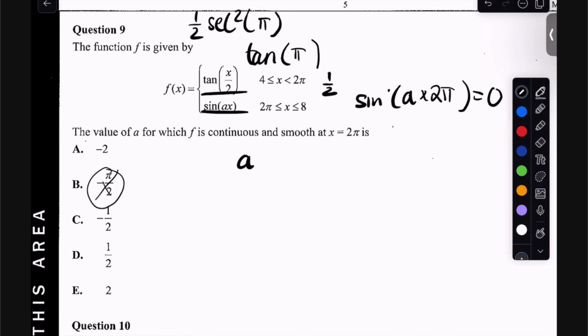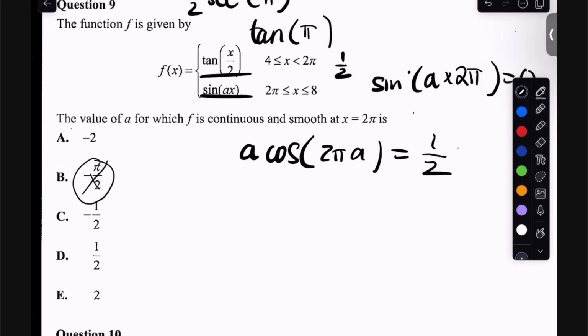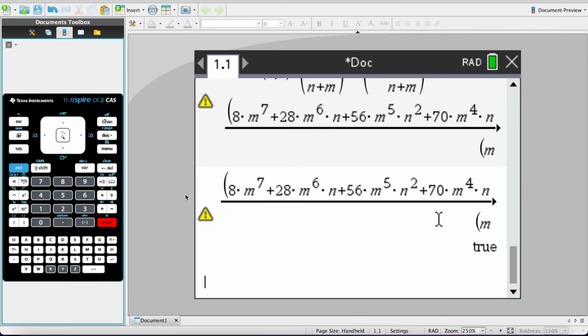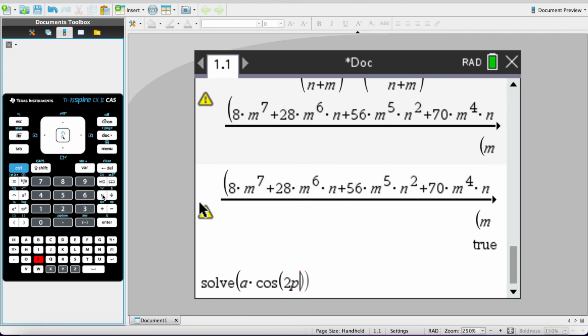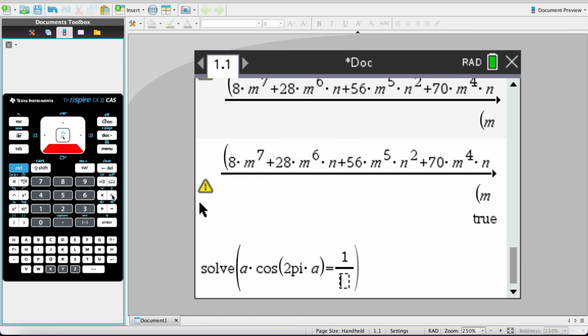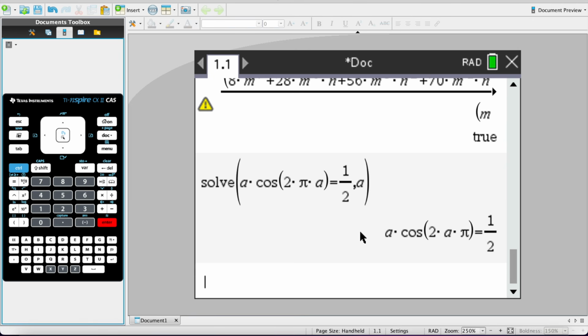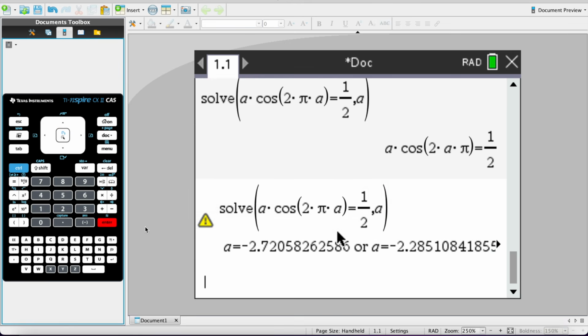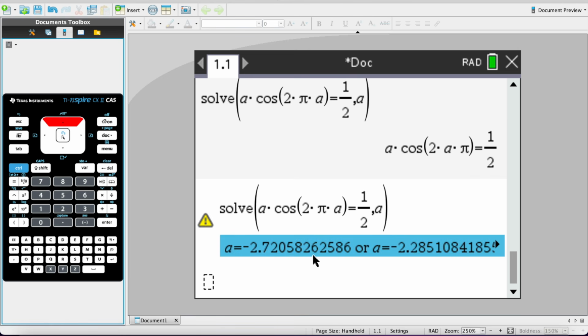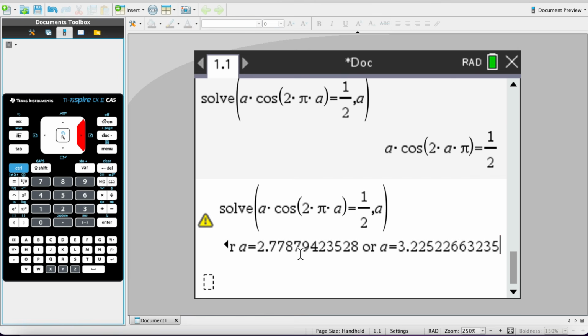Or in other words, we want a times cos 2 pi a to be equal to 1/2. Now that means we can just see if the CAS will work that one out. So menu 3(1), a times cos of 2 pi times a is equal to 1/2. And we're solving for a. It didn't work. Maybe if we even just approximate it and see. So it's saying a is -2.7. I must have made a mistake.